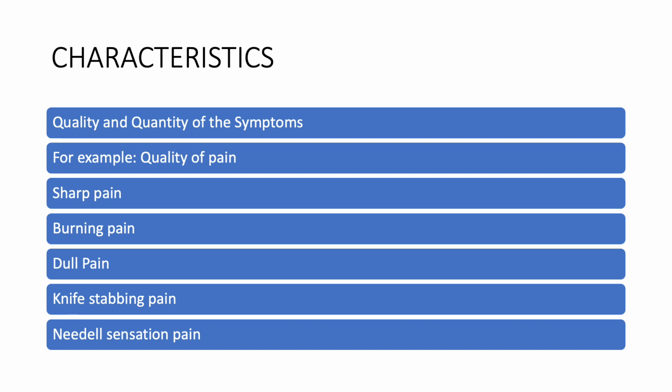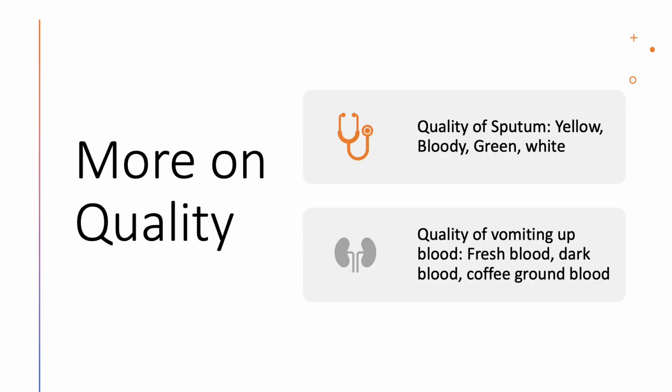Continuing on that, when we're talking about characteristic, we're talking about quality and quantity. For example, we talk about quality of pain. What does it mean? Is it a sharp pain? Is it a burning pain? Is it a dull pain? Is it like a knife stabbing pain? Is it a needle sensation pain? This is quality. We need to say, don't say only pain. You say this is a sharp pain. This is a burning pain. It is important because that makes a totally different diagnosis.